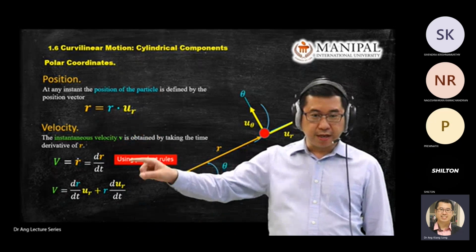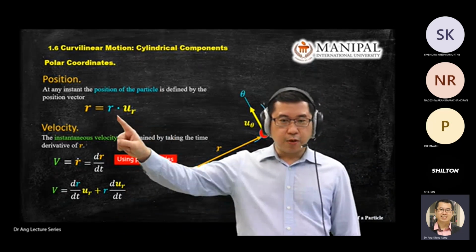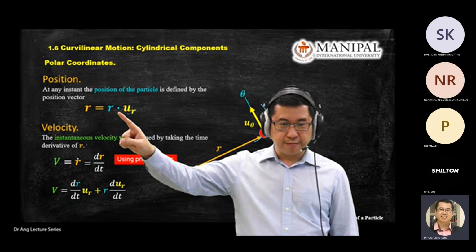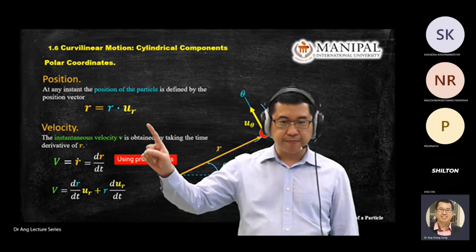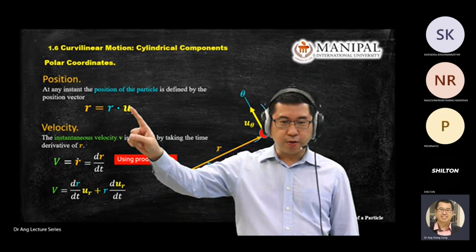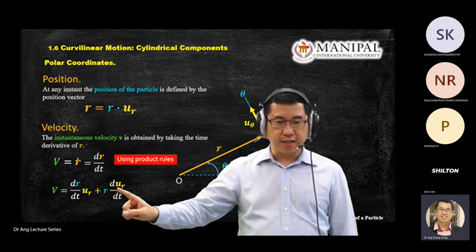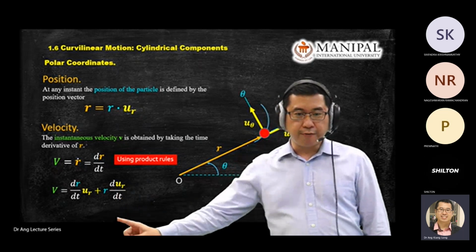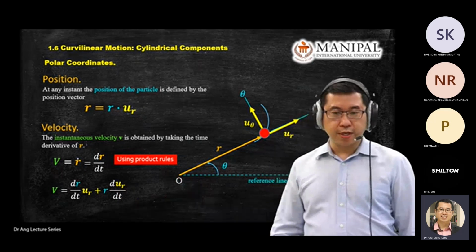First, you can flip the sequence. No problem. You can flip the sequence. I will always hold the first one. I differentiate this one. I get this one, R du dt. Then plus, I hold this one. I differentiate R. So I get the dR dt multiplied by u. You can flip the sequence, no problem, as long as it meets the product rule calculation.